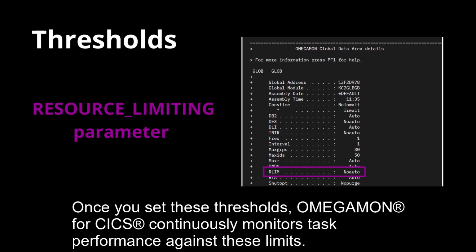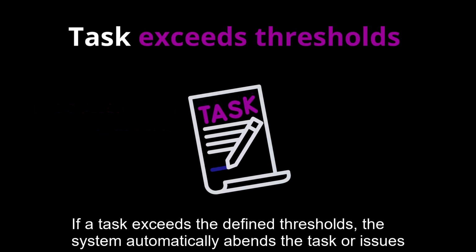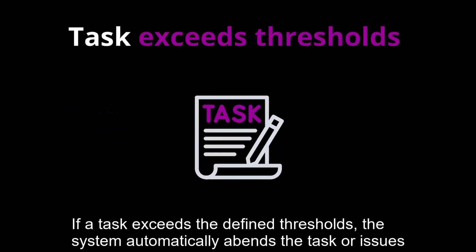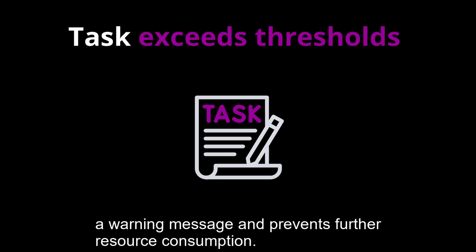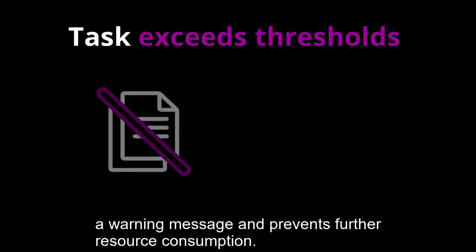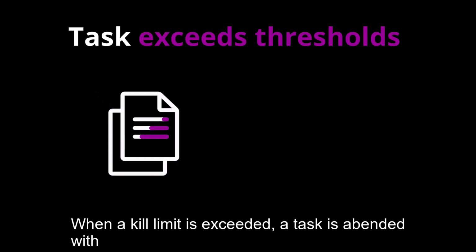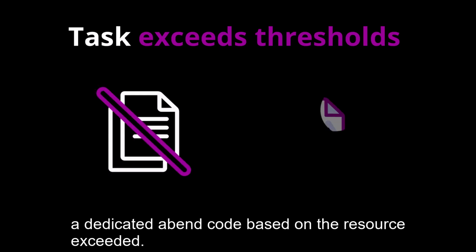Once you set these thresholds, OMEGAMON for CICS continuously monitors task performance against these limits. If a task exceeds the defined thresholds, the system automatically abandons the task or issues a warning message and prevents further resource consumption. When a kill limit is exceeded, a task is abandoned with a dedicated abandon code based on the resource exceeded.